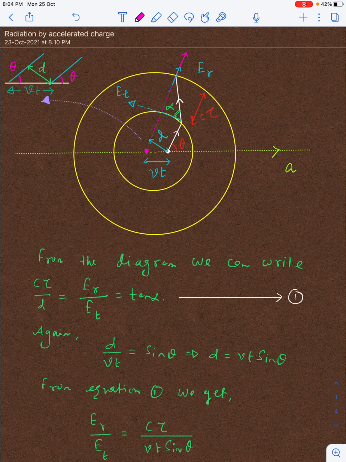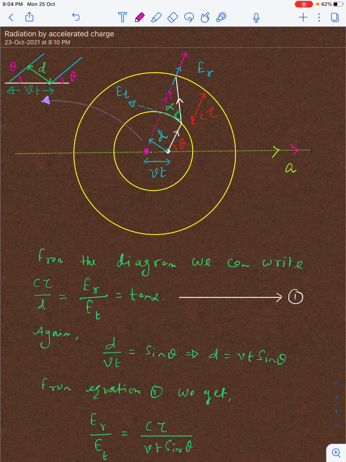So you can see the diagram. In this diagram, this is the original position of the charged particle where it was supposed to be, for which the electric field lines are radially outward like this. Now it is accelerating along x in this direction, because of which the charge is shifted here. So after time t, it will reach a position which is v into t.